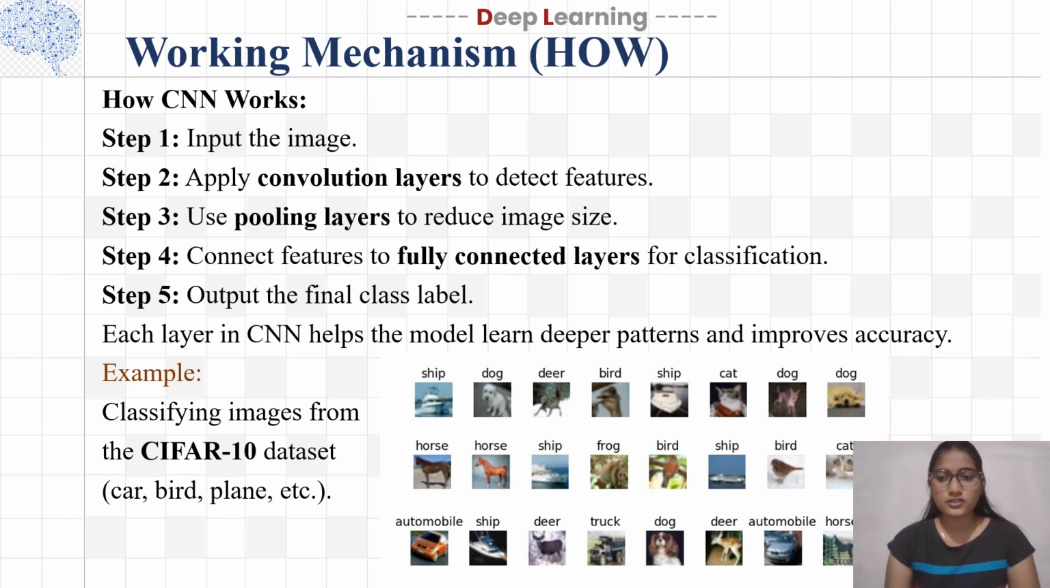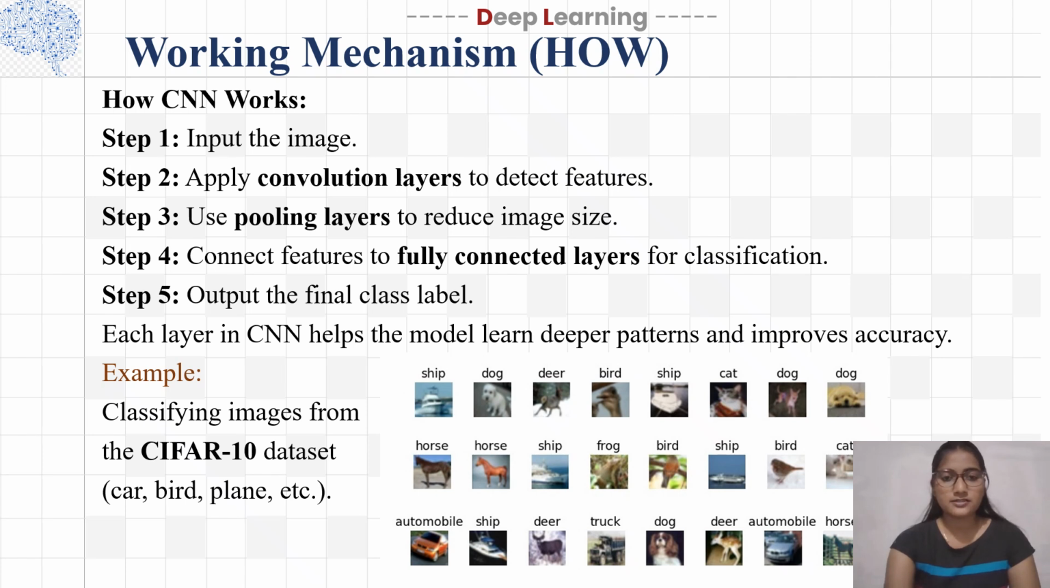The third step involves pooling layers. Here the image is downsampled, which reduces the data size and prevents overfitting. And in flattening, the 2D feature maps are converted into a single 1D vector so that they can be fed into the next layer. The next step involves the fully connected layer. Here, the network learns the relationship between features and classifies the image.